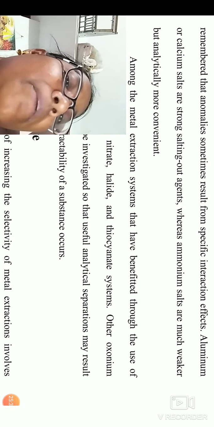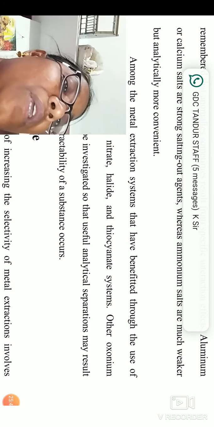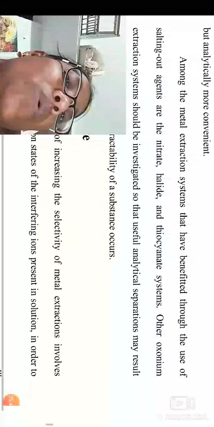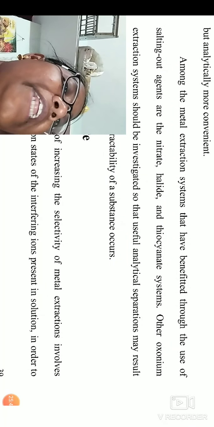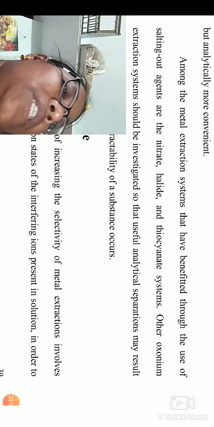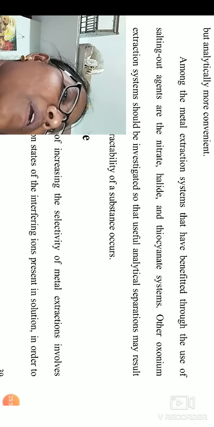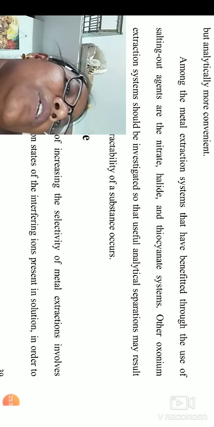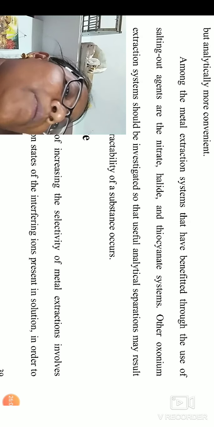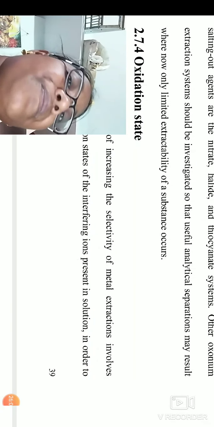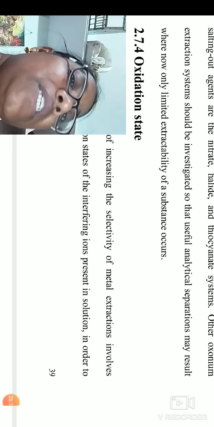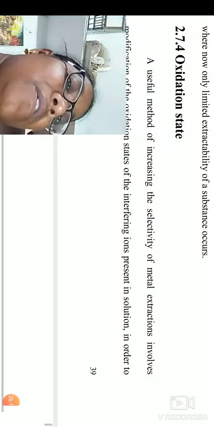Among the metal extraction systems that have benefited through the use of salting out agents are the nitrate, halide, and thiocyanate systems. Other oxonium extraction systems should be investigated so that useful analytical separations may result where now only limited extractability of a substance occurs. Next one is oxidation state.